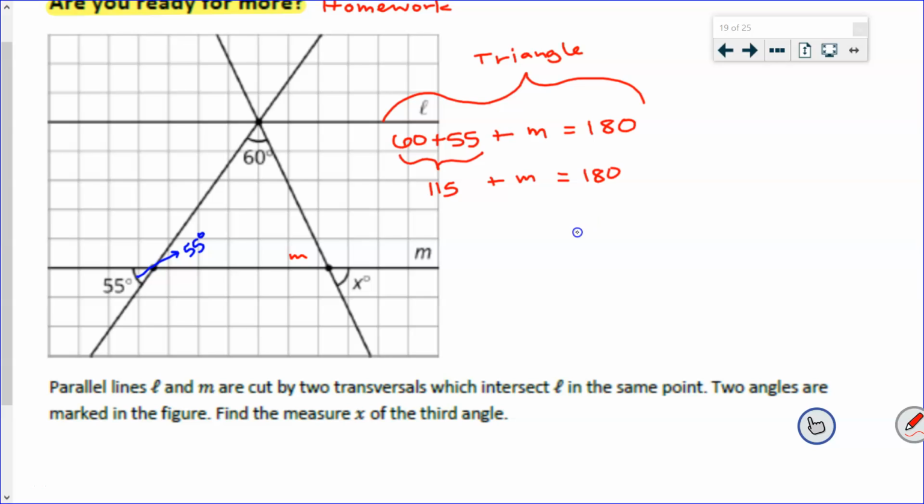So how do I find the measure of angle M now? And that tells me that M, the missing angle, is equal to 65 degrees. Knowing that this missing angle is 65 degrees, how does that help me find the measure of angle X?